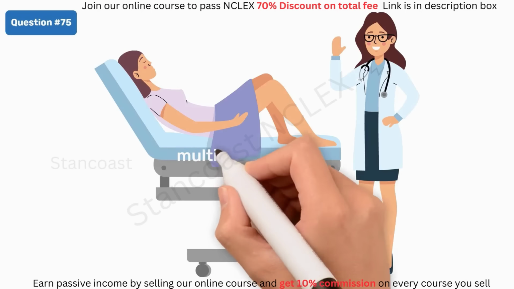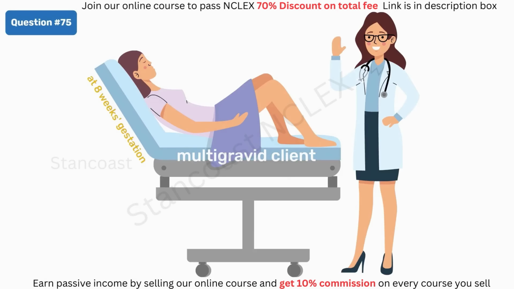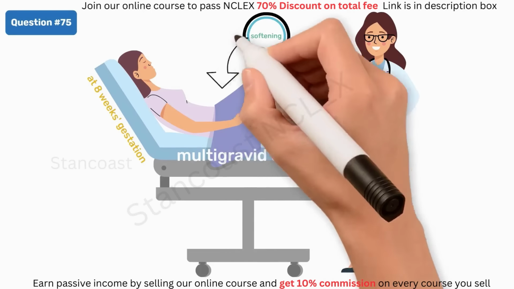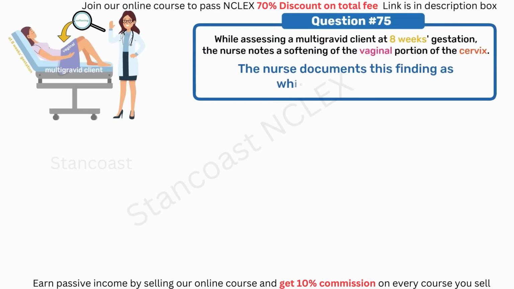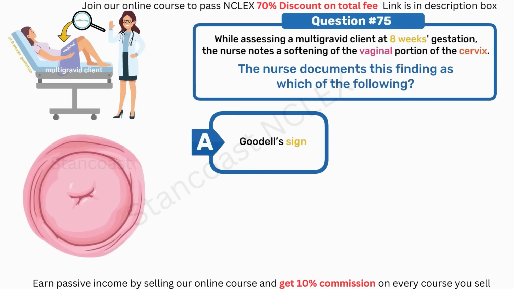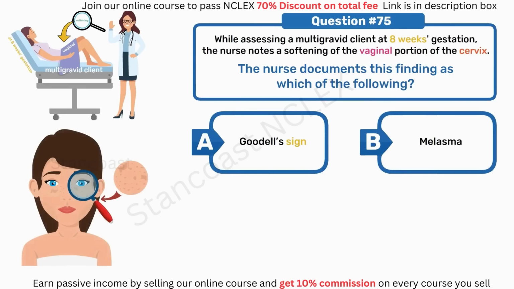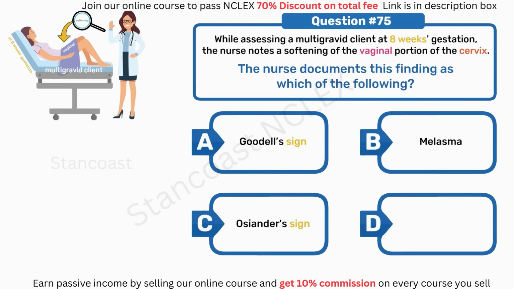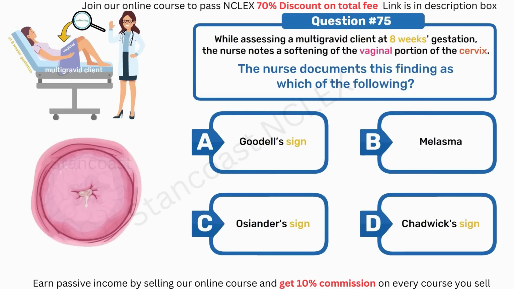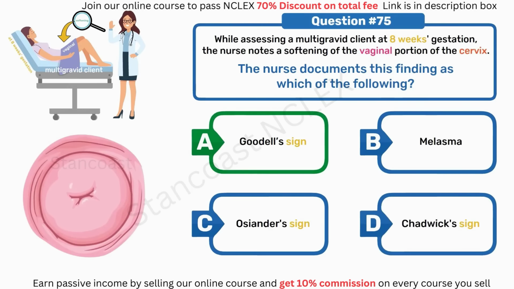While assessing a multigravid client at 8 weeks gestation, the nurse notes a softening of the vaginal portion of the cervix. The nurse documents this finding as which of the following? A. Goodall's sign. B. Melasma. C. Osiander's sign. D. Chadwick's sign. Here, option A is correct.